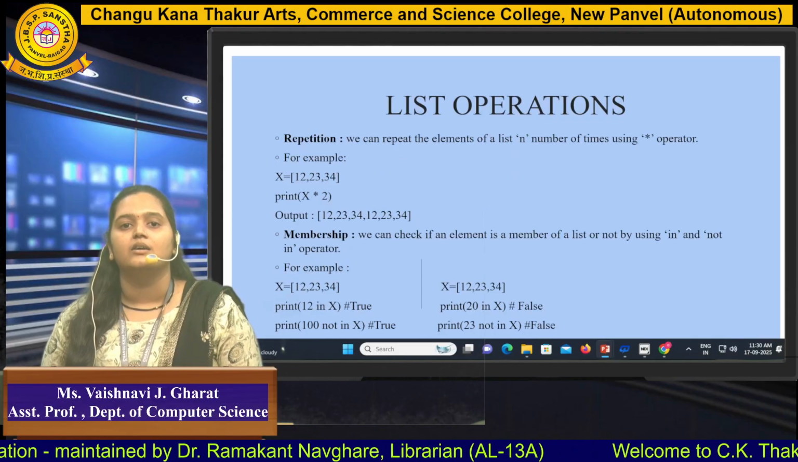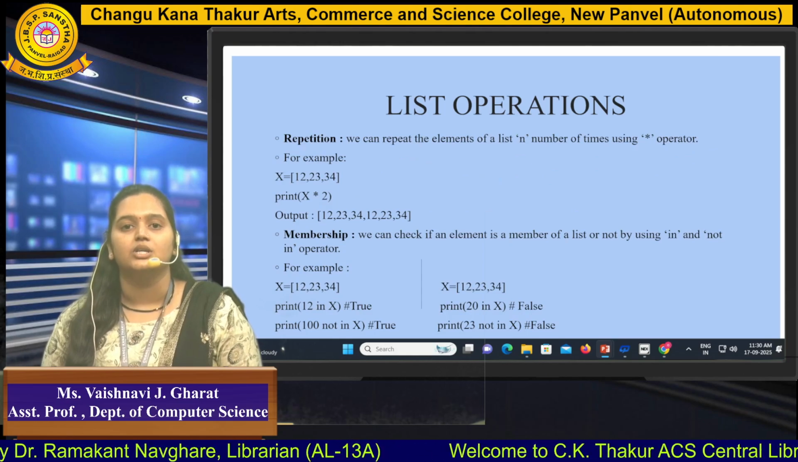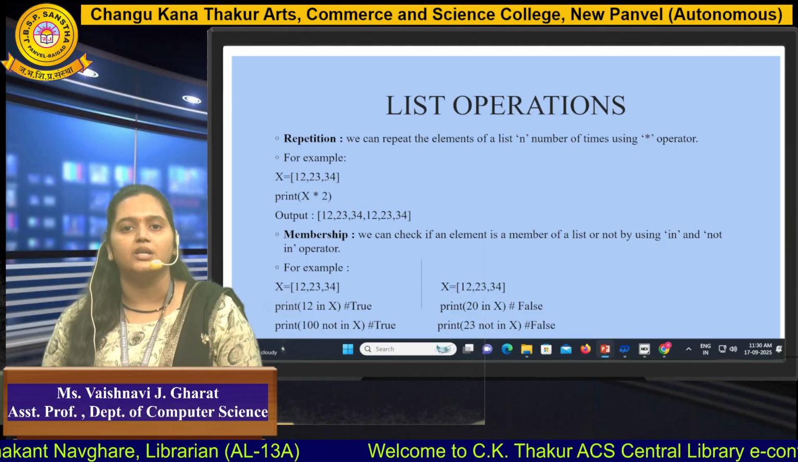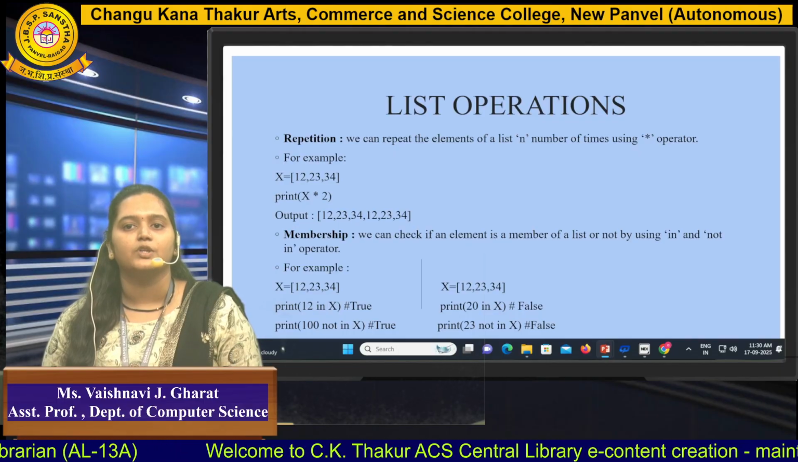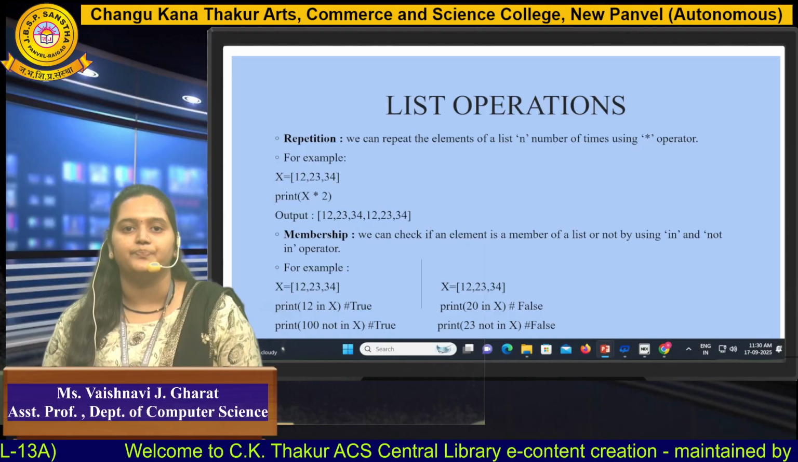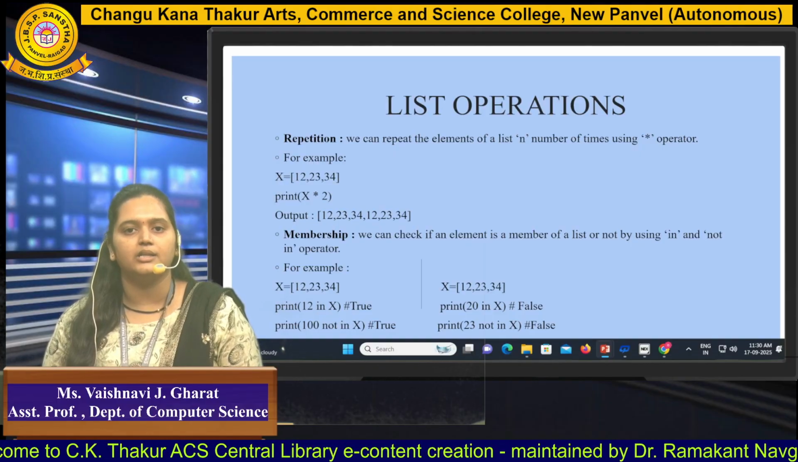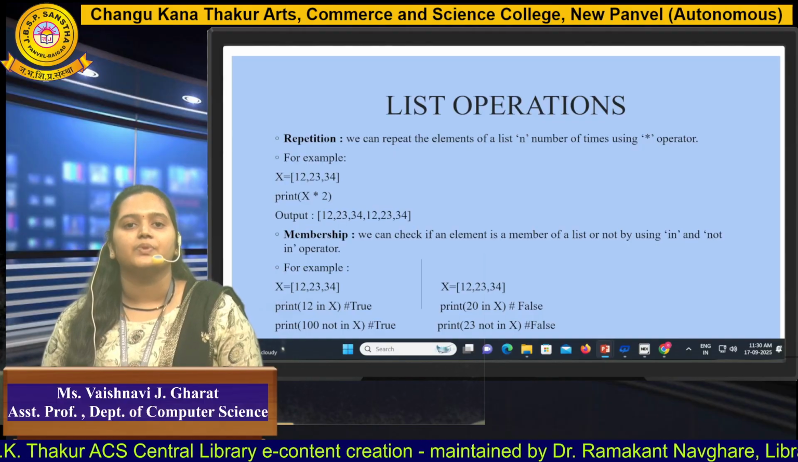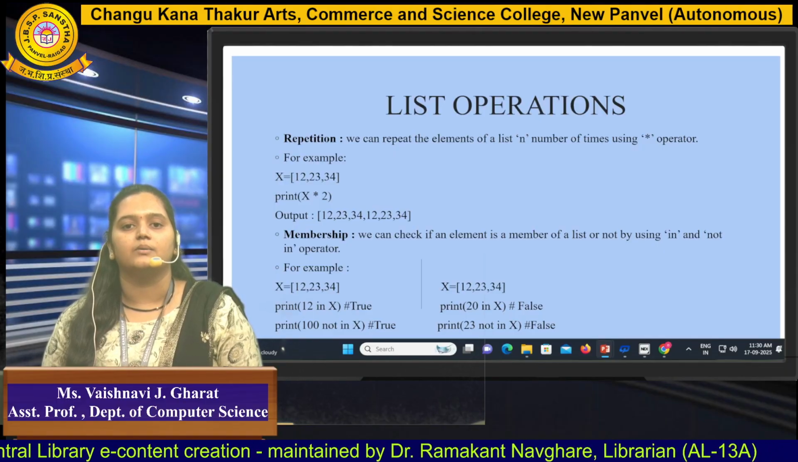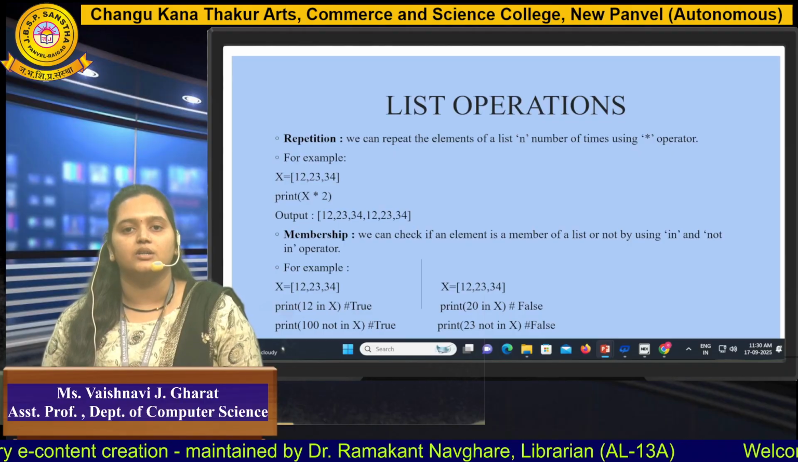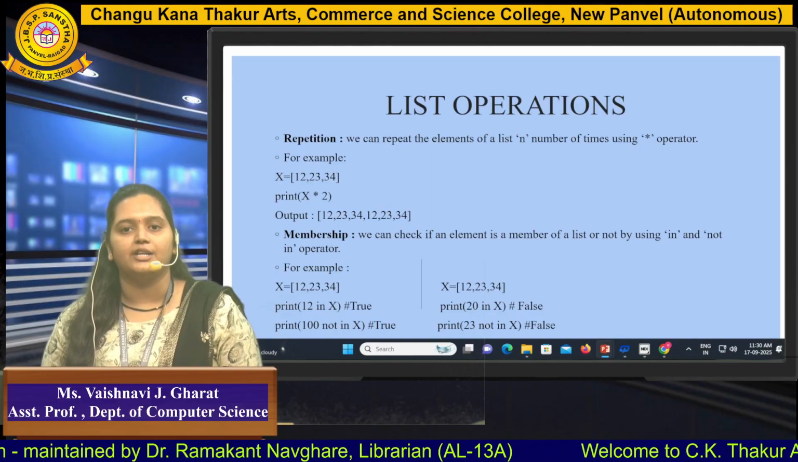Then next is repeating. Using repeating, we can repeat the list. In short, we can repeat the elements of the list n number of times using the star operator. For example, x equals 12, 23, 34. That's our list. Then print(x * 2). So we are telling it to repeat two times. First you can see 12, 23, 34, and again it repeats 12, 23, 34.